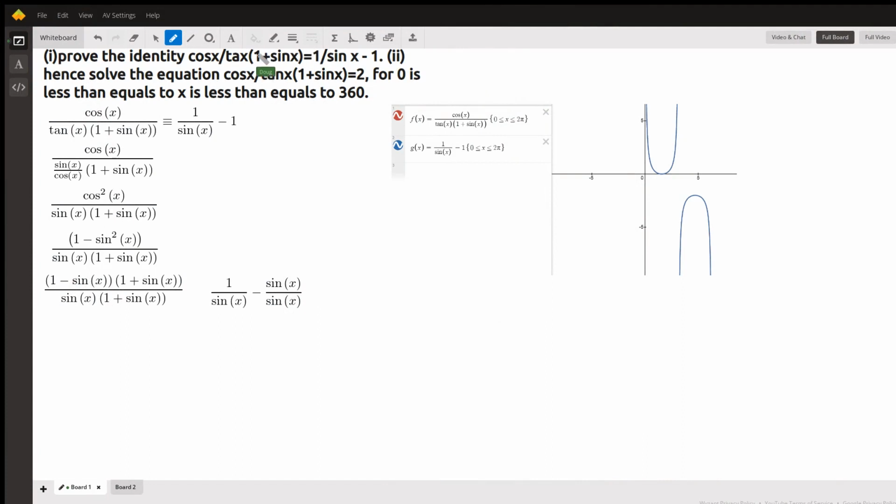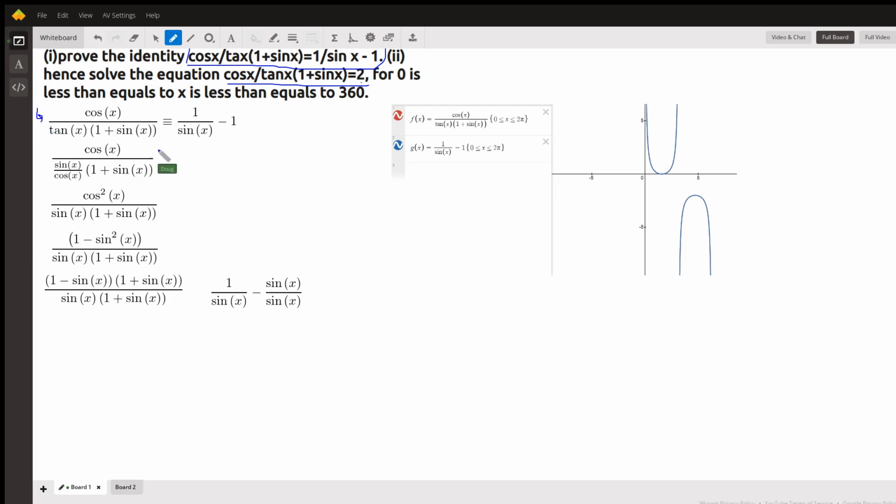Okay, for this problem, you're asked to prove this identity and then use that to solve the equation. What values of x give a value of 2 in the interval from 0 to 360? Okay, so here's the original identity.